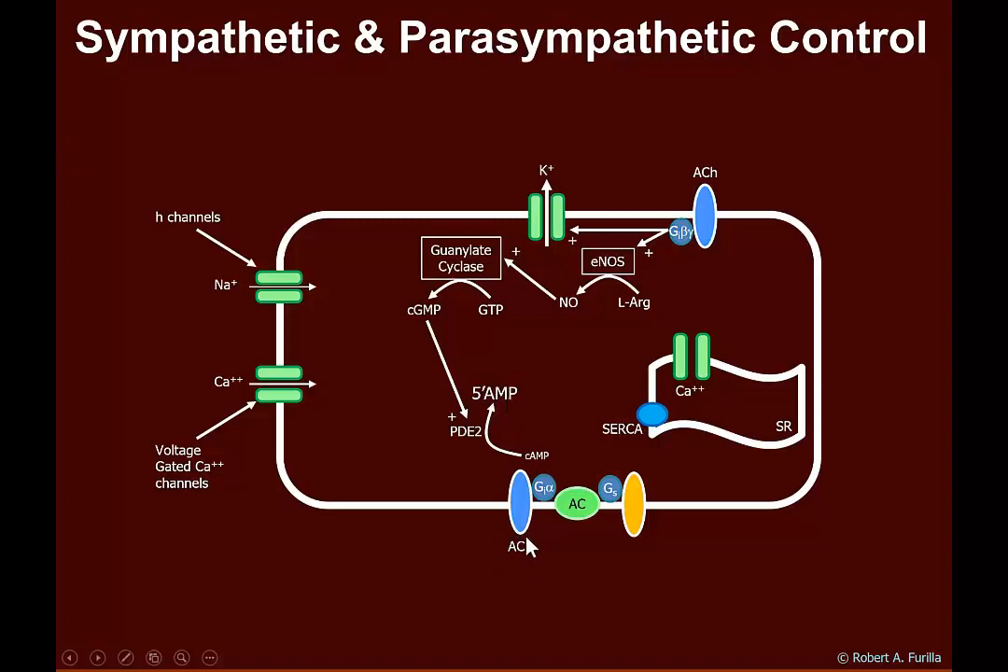But it also inhibits adenylate cyclase by a Gi inhibitory G protein. So we're not making cyclic AMP, and we're rapidly reducing any cyclic AMP present. That keeps these H channels closed for a longer period of time, or more H channels close. In other words, the leakage of sodium in slows down.